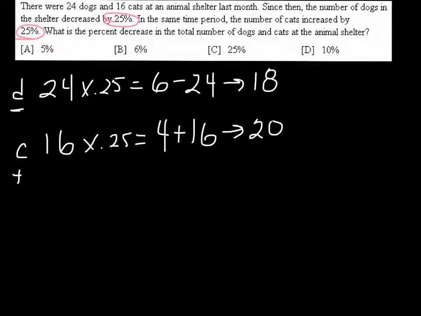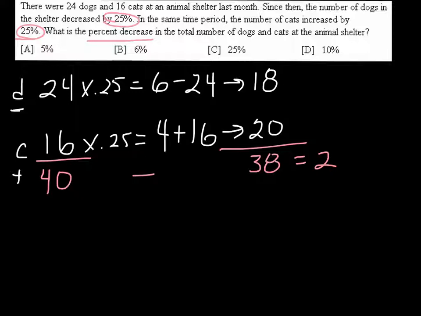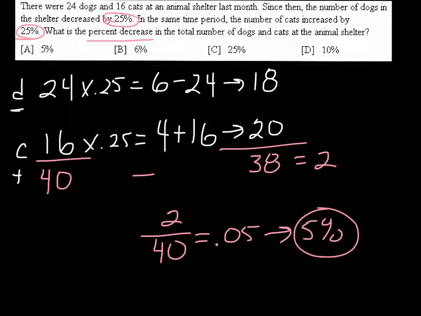So the other thing that we want to do is find the original, because we want to find the percent of decrease. So we want to combine these two to see what the total is for the original number that we started with, and then the new number that we ended with after we lost a certain amount of dogs and gained some cats. From there, we're going to subtract those two numbers, 40 minus 38. That's going to give us 2 as the difference. We're going to take that 2 and divide it by the original, and that's going to give us a decimal of 0.05, which we change into a percent of 5% for the percent of decrease that the dogs and cats had.